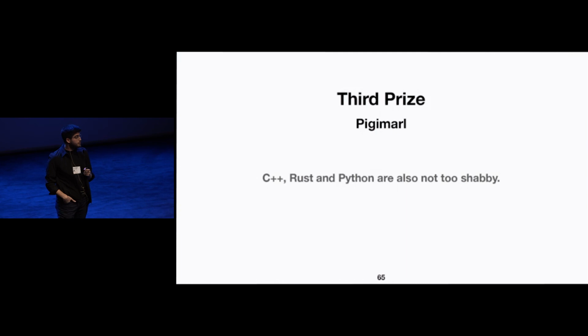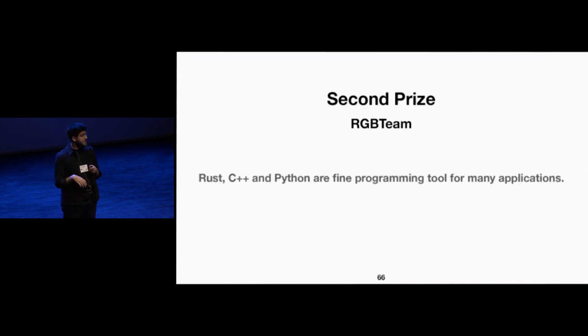Our third prize goes to PGML. They use C++, Rust, and Python, and those languages are not too shabby, you know. They were at 8th place when the scoreboard froze 2 hours before the contest ended, and they advanced to 3rd place in that amount of time. Great job. Our second prize also goes to the RGB team. Yes. What can you say?